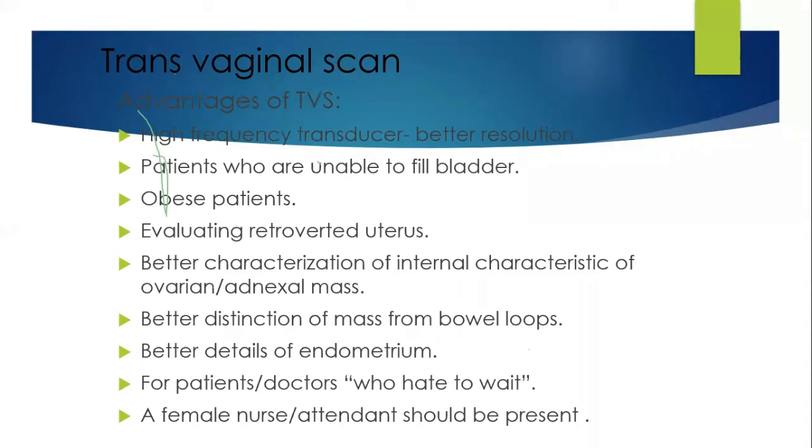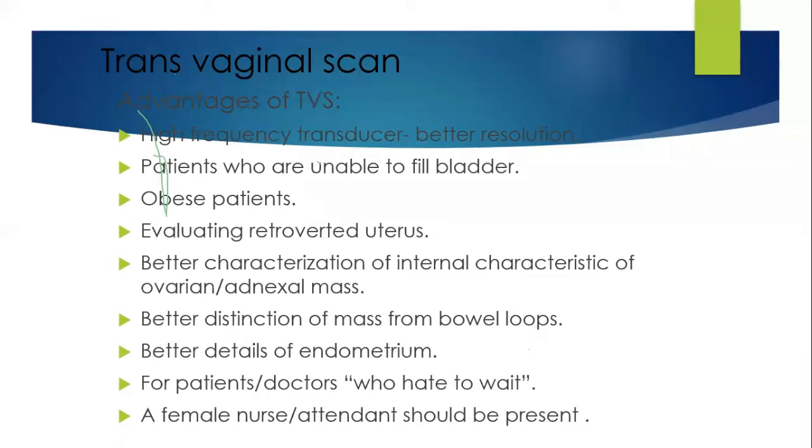That means only 7 to 8 centimeters of the depth we can see. Then it is useful for those patients who are not able to fill their bladder, in obese patients where too much fat is there and we are not able to see well, and in retroverted, retroflexed uterus. Sometimes when you're doing a transabdominal scan it looks like a myoma, but actually that's a retroverted or retroflexed uterus. So that's a very helpful technique, and we must do a transvaginal scan.